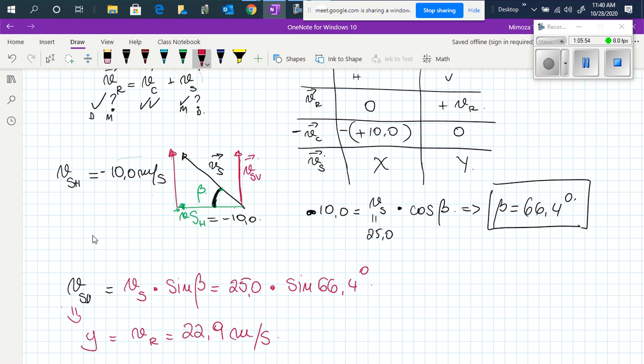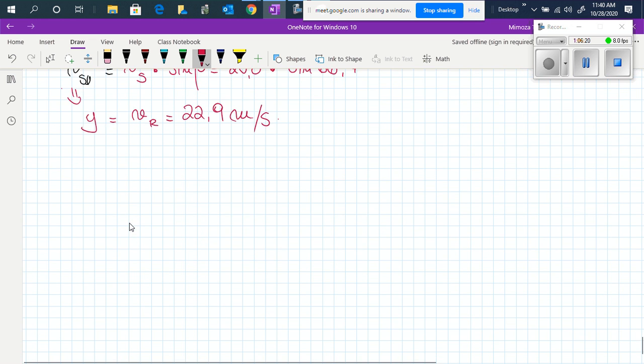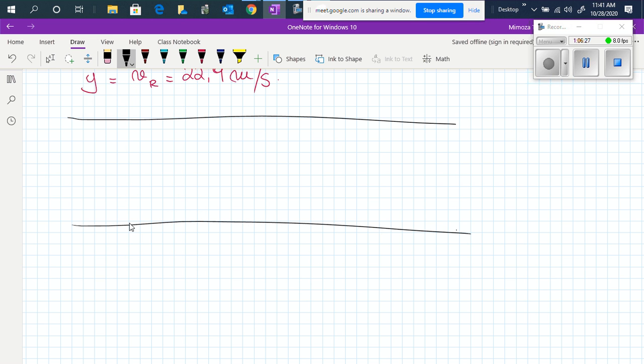So from here we find out the direction that the swimmer has to have is at 66.4 degrees with the shore of the river, or you can go with the north, 90 minus 66.4, and the resultant velocity is 22.9. So now let's take those numbers and see what is the time that it needed to reach the other side of the river.